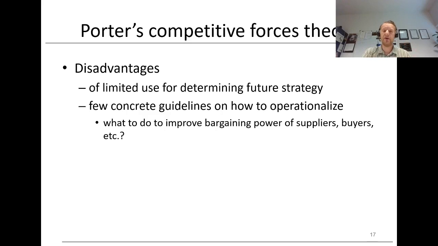Disadvantages. Porter's five forces model is descriptive. It's just descriptive. It's not prescriptive in any possible way. So it will not allow us to prescribe a future strategy. There are very few concrete guidelines on how to operationalize things, what to do to improve the bargaining power of suppliers, buyers, and so on. So a key disadvantage of Porter's five forces theory is that it is descriptive. That's really important. It describes the forces, the strength of the forces, who is in a strong position, who is in a weak position, but it does not allow us to understand or to give guidelines about how to change the bargaining power of suppliers or buyers or how to change that position.